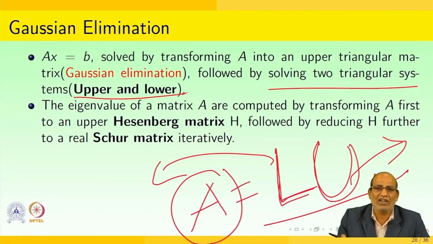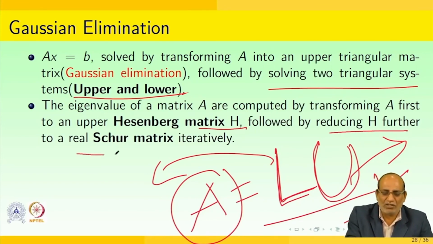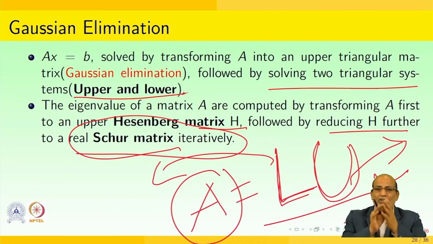If the matrix is positive definite, then we can write the matrix as a product of two matrices L into U. And if it is not positive definite, then there is no guarantee that we can write the matrix A as L into U, etc. Now, let's see that the eigenvalues of a matrix A are computed by transforming A first to an upper triangular matrix H, followed by reducing H further to a square matrix. What is the square matrix? So, when you do it iteratively, we bring that to a Hessenberg matrix. The process is what we call square matrix iteration.